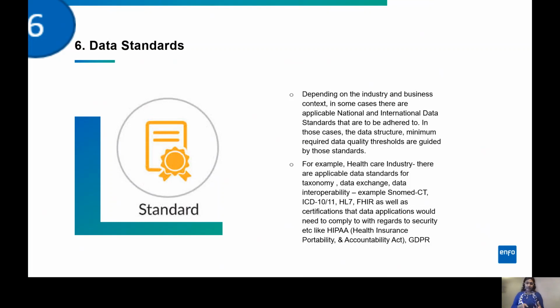You have data, which is small pieces of information, but it becomes information only when it is put into context and conveys something important. And wherever possible, we always say use reference data or standards so that it can become portable, consistent, and understood.